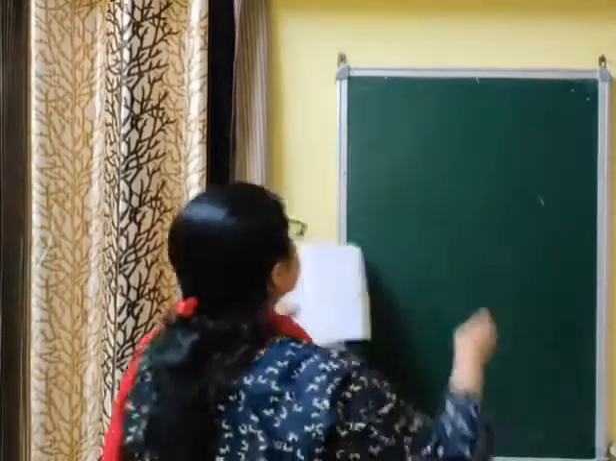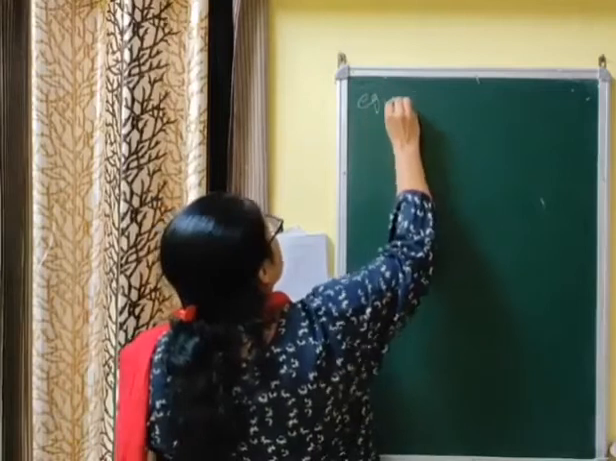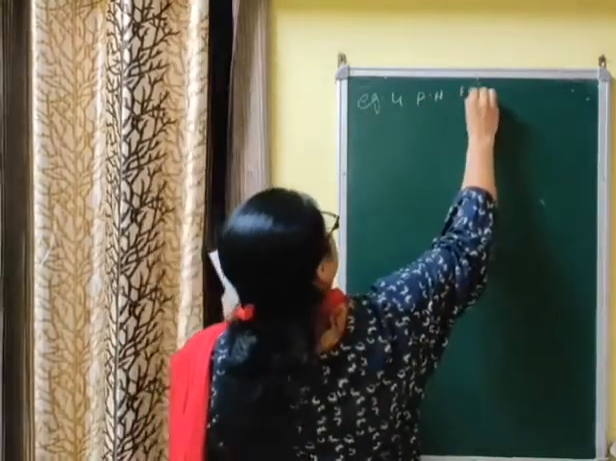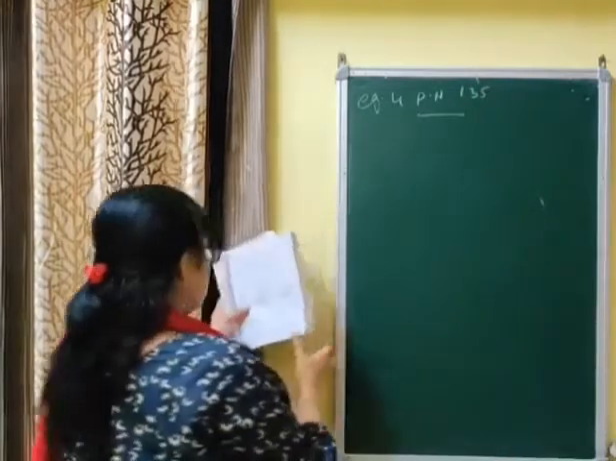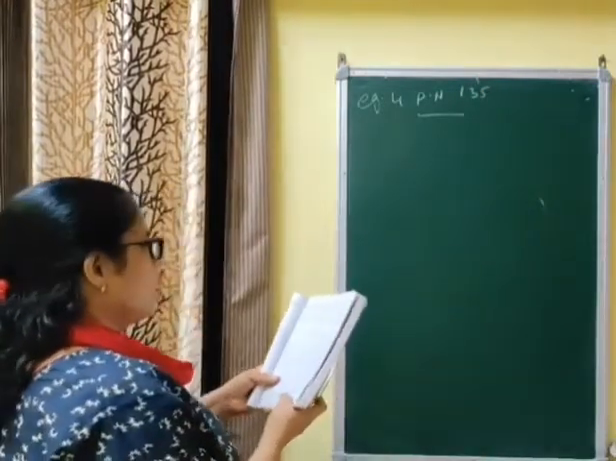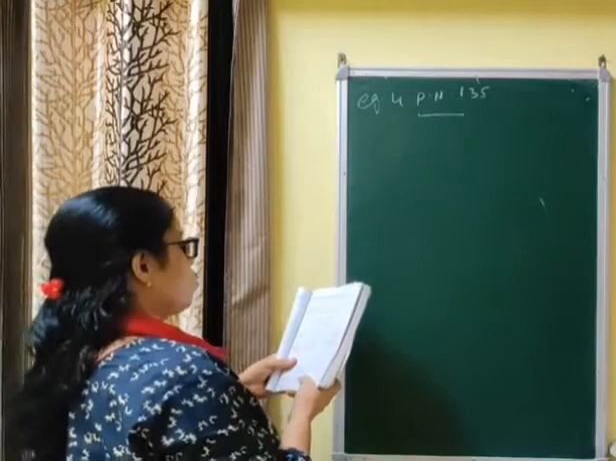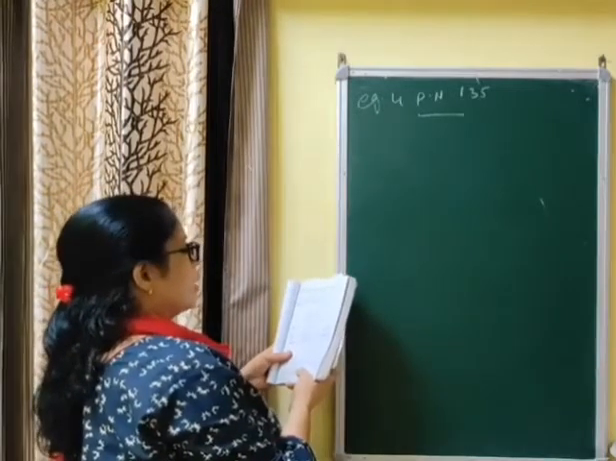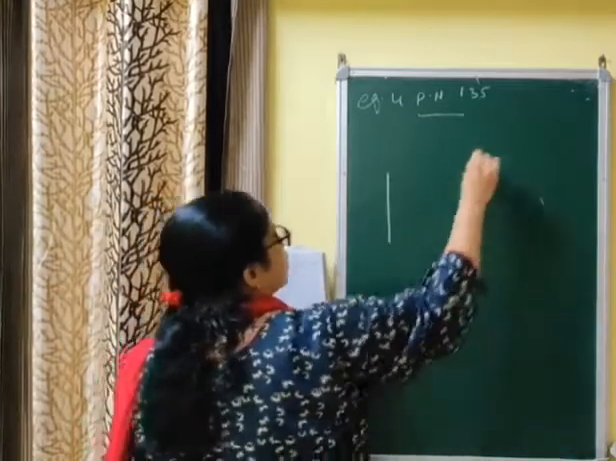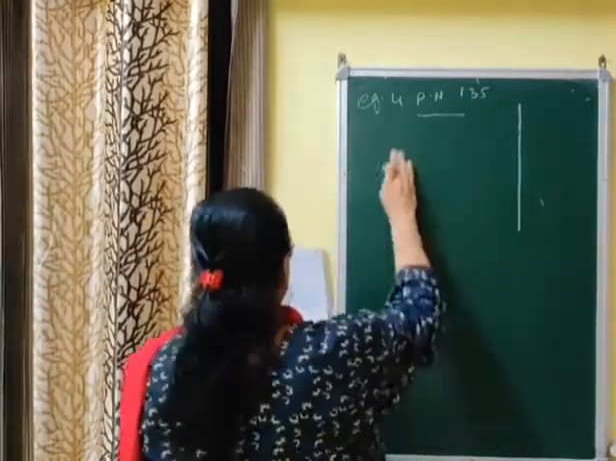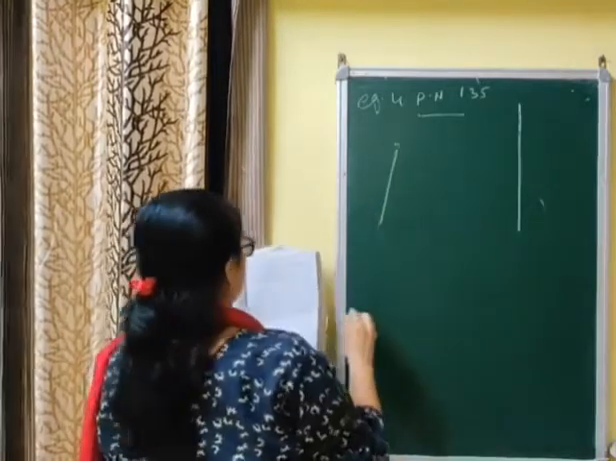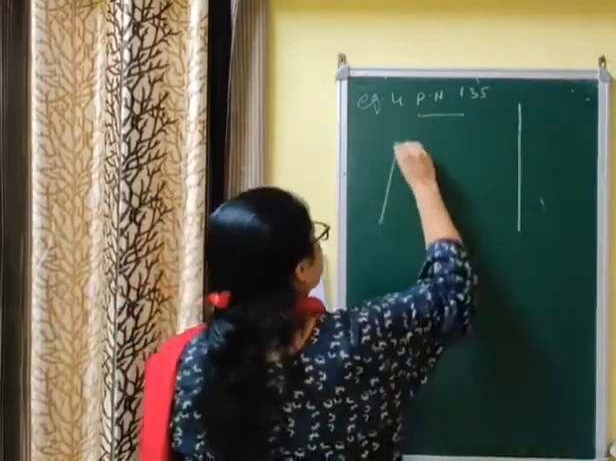Now I am doing example 4, page number 135. I am reading the question. This question is simple but just for introduction. In the figure, PQ is parallel to RS. Prove that triangle POQ is similar to triangle SOR. You are given a figure like this, and this is the joint.